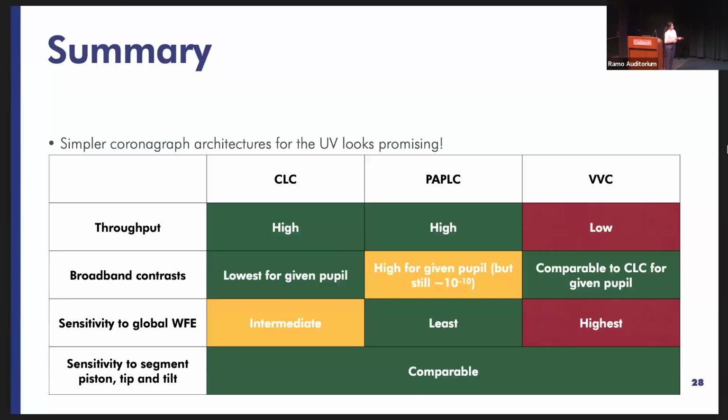But at the same time, the PAPLC was also the most resistant to global wavefront errors. And CLC was somewhere intermediate for a given pupil, and the VVC always had the highest. And in terms of segment piston, tip, and tilt errors, all three architectures had comparable performances with a given telescope pupil. So the one-line summary of all of this is that we can consider simpler coronagraph architectures for UV so that we can exploit the fact that we have a larger inner working angle to increase our throughput.